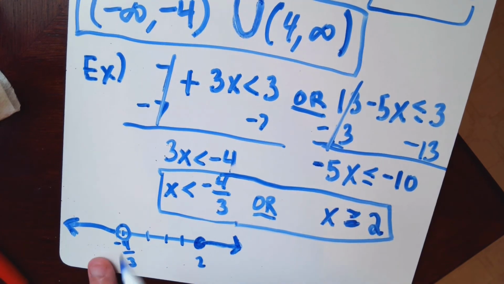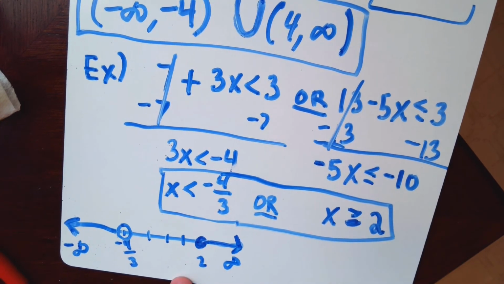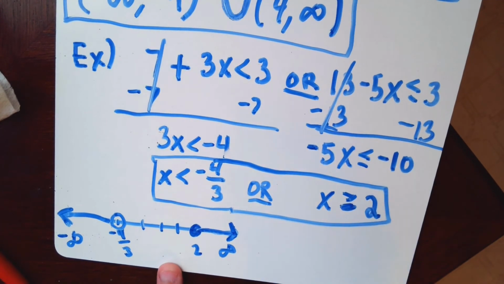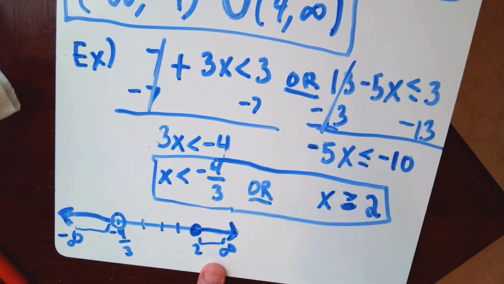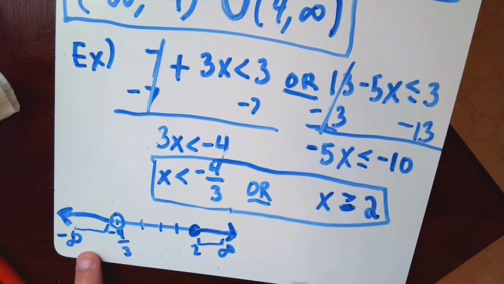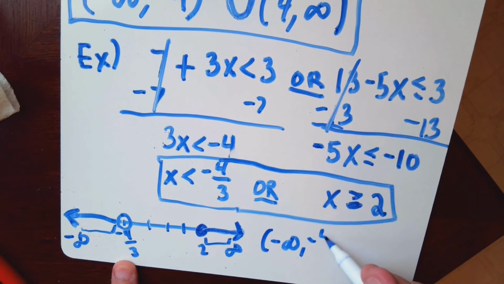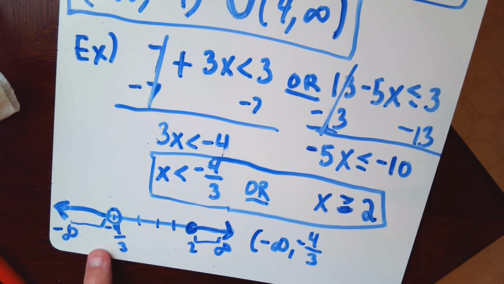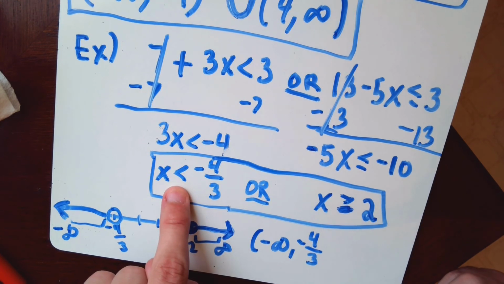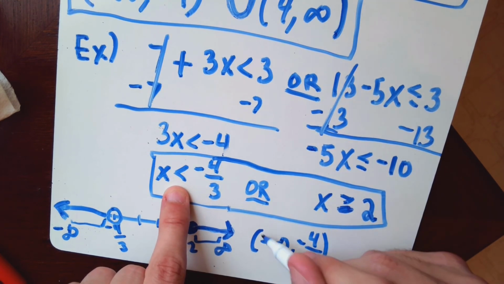Okay, so again, we imagine the infinities are on the ends, and then we're going to write the solution in interval notation. We'll focus on the left interval, and then we're going to union it with the right interval. We describe the left interval as negative infinity, comma, negative 4/3. And we have to ask, do we include negative 4/3? Nope. We don't have an equal sign, so we use a parenthesis.